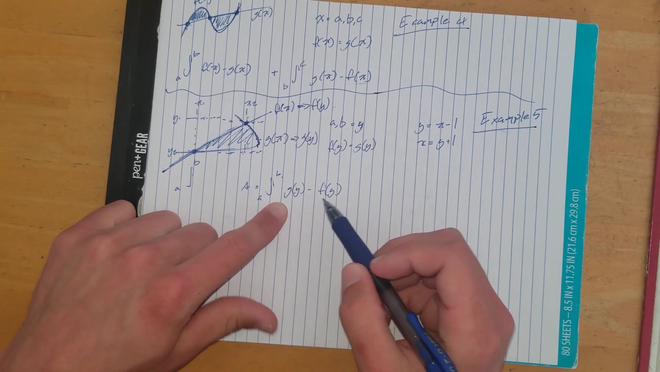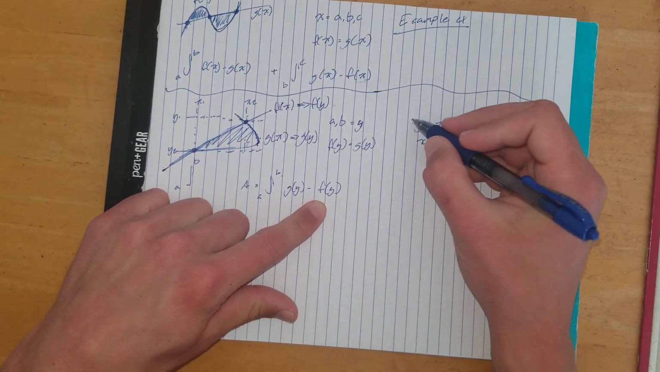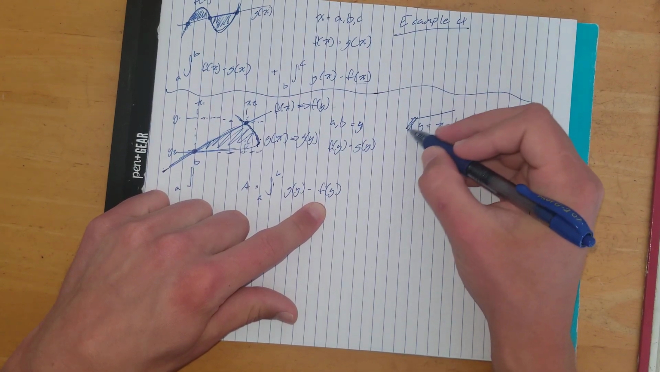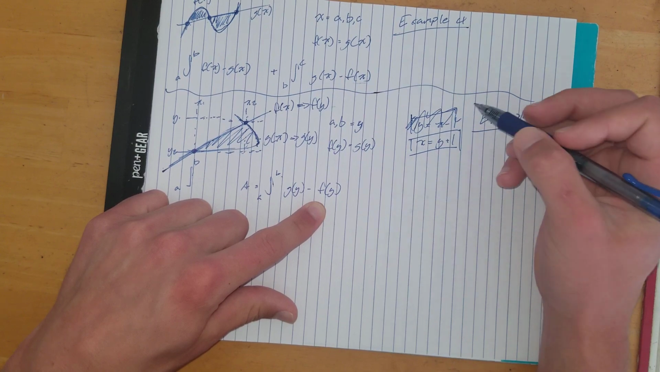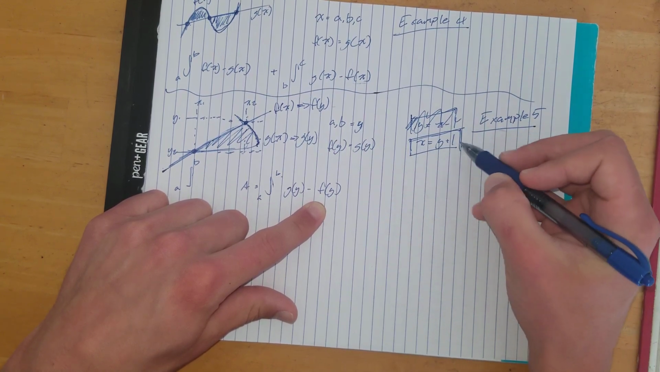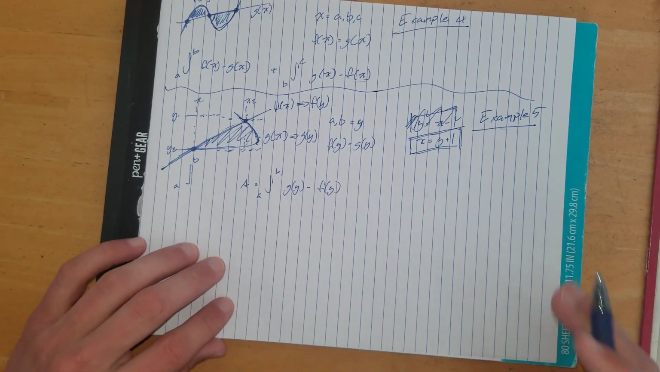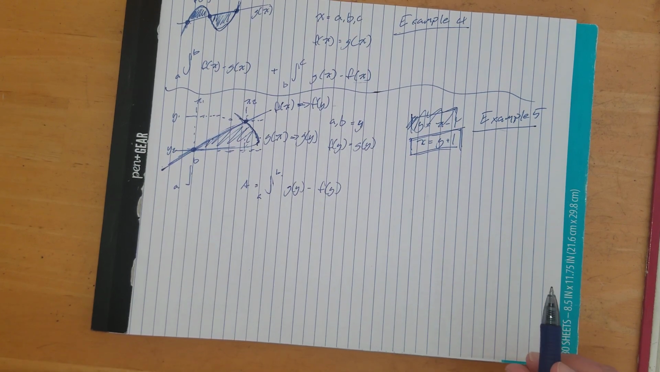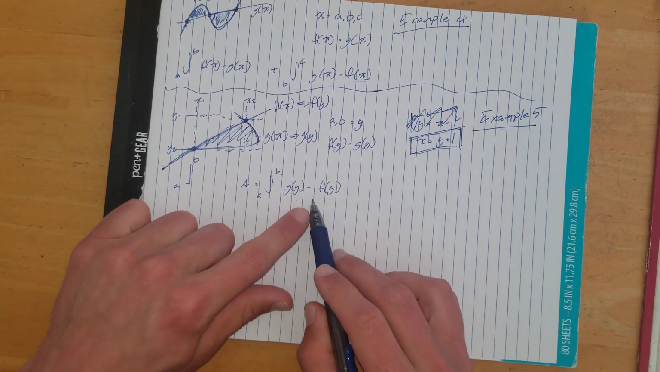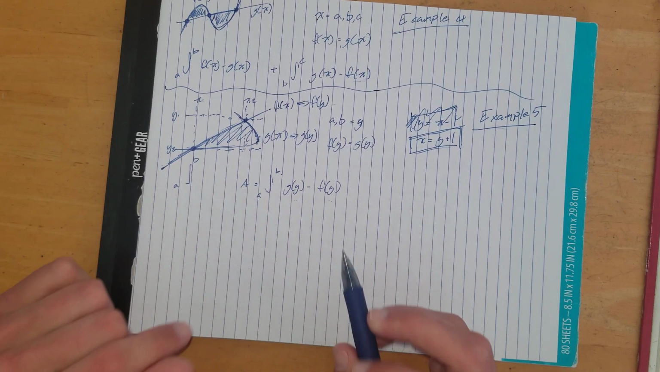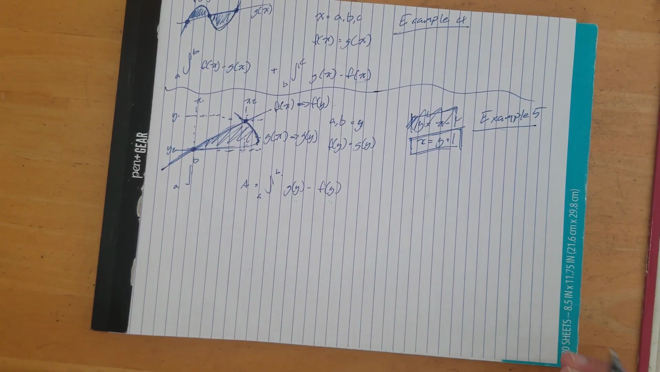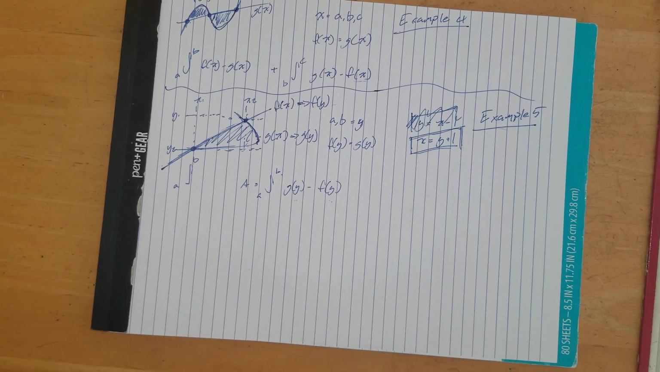G of y and f of y are functions that look like this, not this. So set x equal to some function. And again, we're doing the top minus the bottom. Top boundary minus the bottom boundary. It's very important. You'll get something really wonky if you do it any other way.